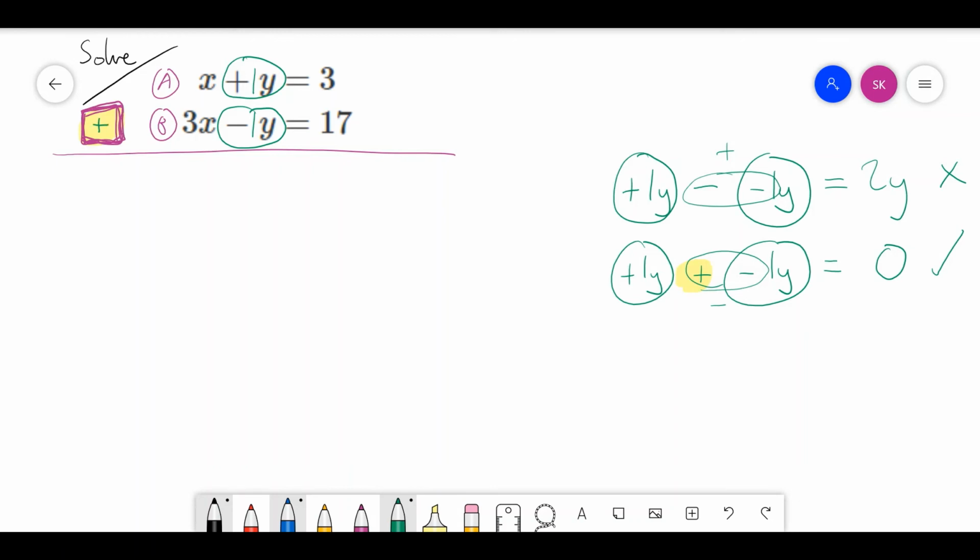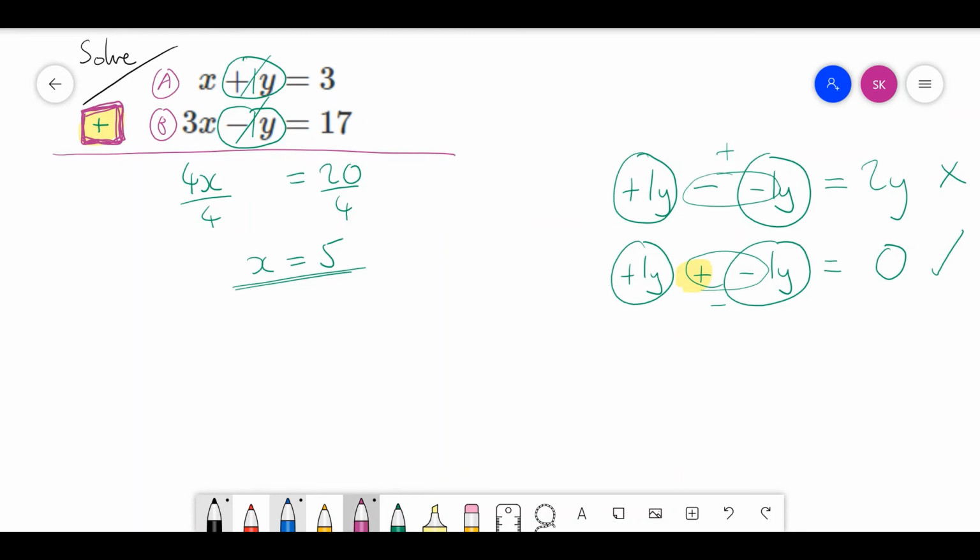Then I add all of A to all of B. X plus 3x is 4x. Y plus negative y cancelled. That was the whole point. 3 plus 17 is 20. To solve this now, I divide by 4 and I get x equal to 5. So this question is different to the other question because this time we are having to add, not subtract, to eliminate one of the unknowns.